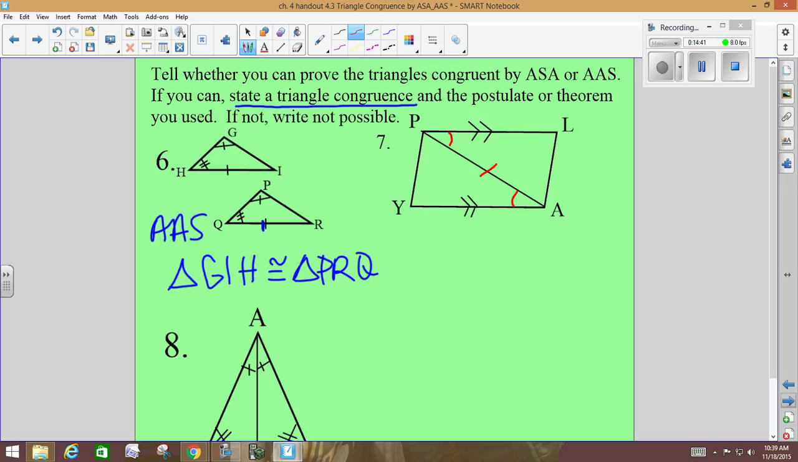We need to have 3 bits of information. You either have to have like all 3 sides, 2 sides and an angle, 2 angles and a side. Do I have anything else I can get? No. So then this would be not possible. Yep. We have some information, but not enough.